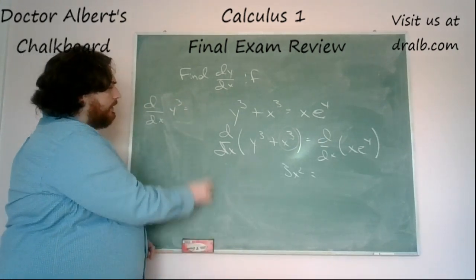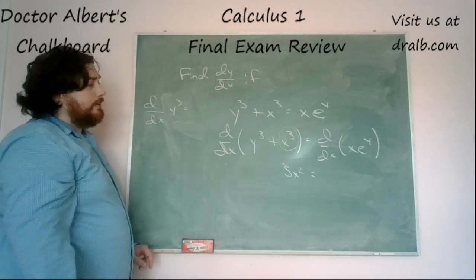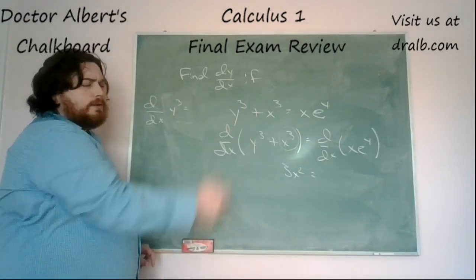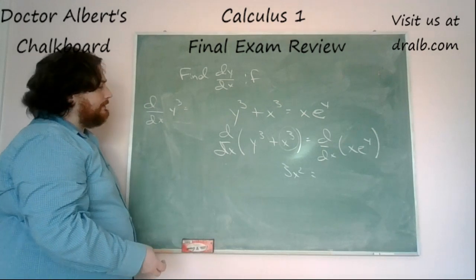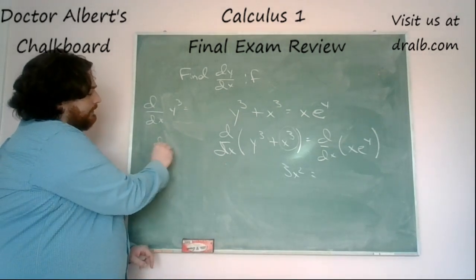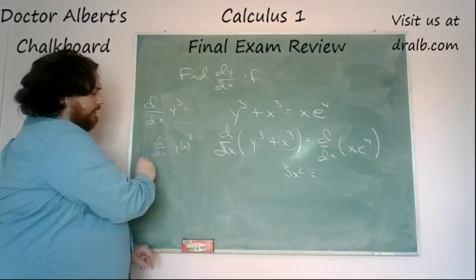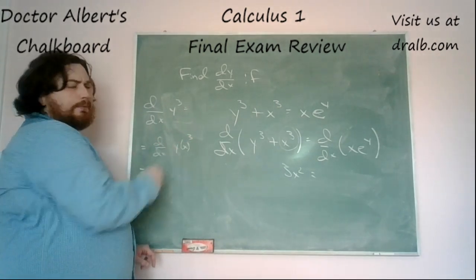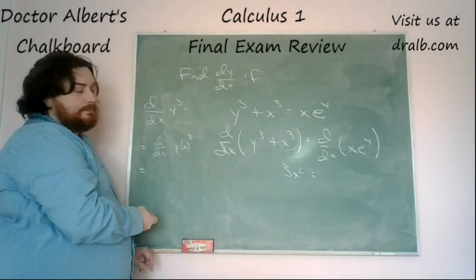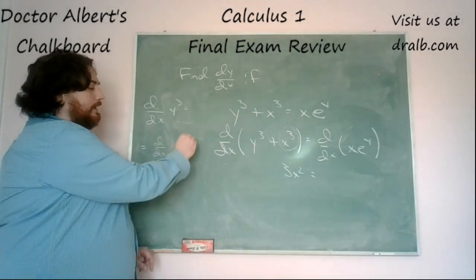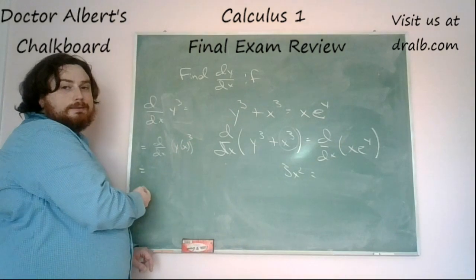So we don't know what y is. If we did know what y is, we could find the derivative, but then we wouldn't have to do this whole implicit differentiation thing. So what we have to think about this as is y is a function of x. So I'm going to explicitly write that as y is a function of x. Well, what that means is that I actually have a chain rule here.